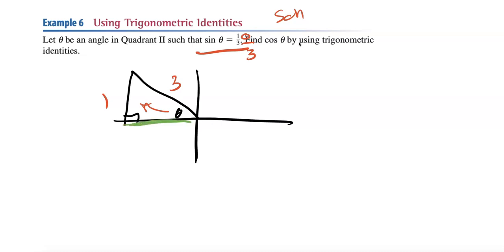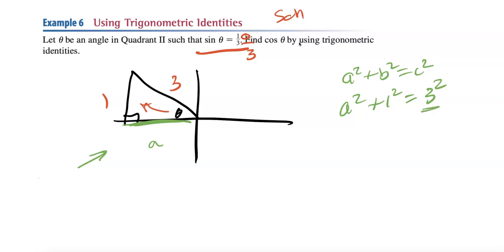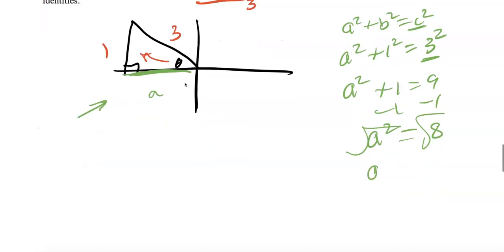Right here, right? So we're going to go a squared plus b squared equals c squared. So remember, a and b don't matter. We'll say that's a squared plus 1 squared equals 3 squared. C has to be hypotenuse, that's why it's 3. So I get a squared plus 1 equals 9, minus 1 minus 1. A squared equals 8. Take the square root. A equals the square root of 8.